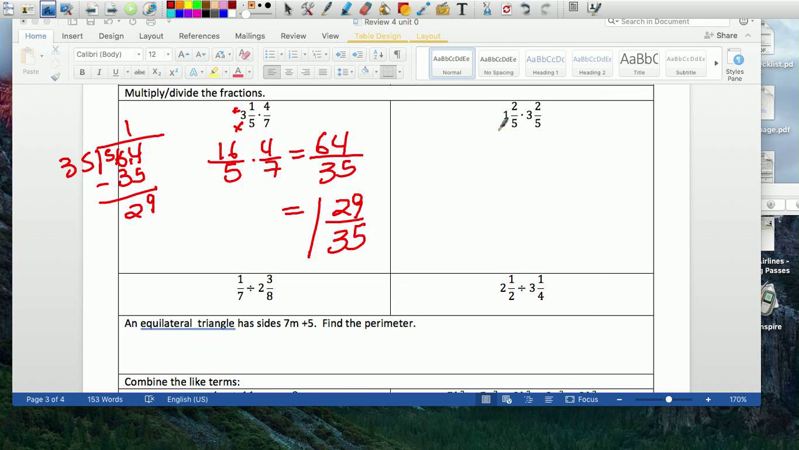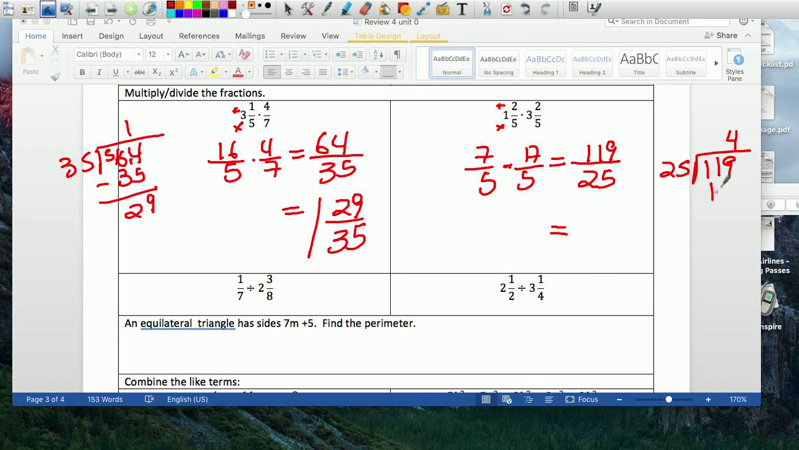Again, change this to an improper. 5 times 1 is 5, plus 2 is 7 over 5, times 5 times 3 is 15, plus 2 is 17 over 5. Simplify anything? No. So let's just multiply. So that's 25. 7 times 17 is 119. 25 goes into 119 4 times, but I'm going to show you. 25 goes into 1, no. Into 11, no. Into 119, yes, 4 times. 4 times 25 is 100. If I subtract, I'm going to get 19 left over. So it's going to go 4 times, 19 left over 25.